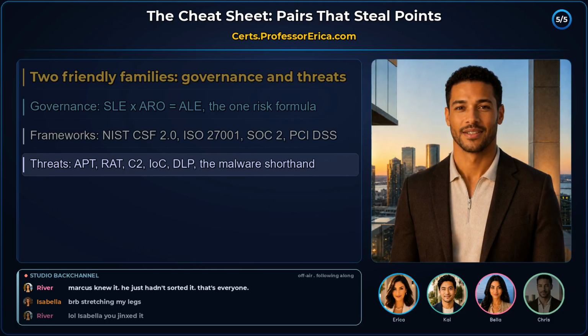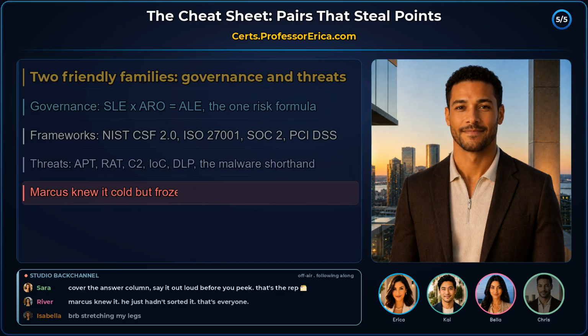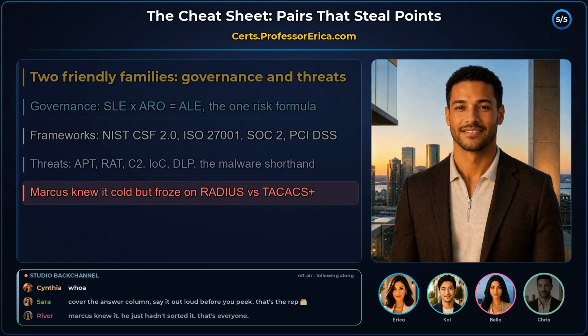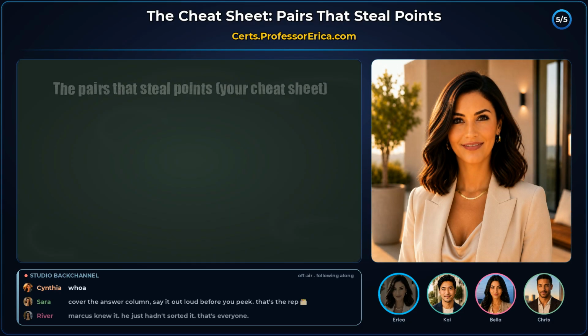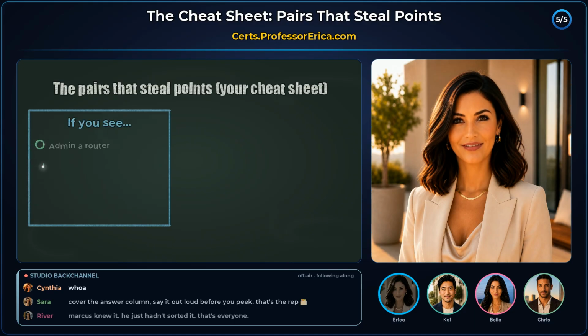Let me make this concrete with one person, because the whole point of today is that this is a sorting problem, not an intelligence problem. Picture Marcus, a brand new security analyst with 2 weeks until his exam. Marcus knew it cold, but on his first practice test, he froze on a question asking which protocol to use to administer a router, and he picked Radius. He got it wrong, not because he did not know it, but because he had memorized a flat list and the two terms blurred. The day he sorted them into families and drilled the pairs, that whole category of mistake disappeared.